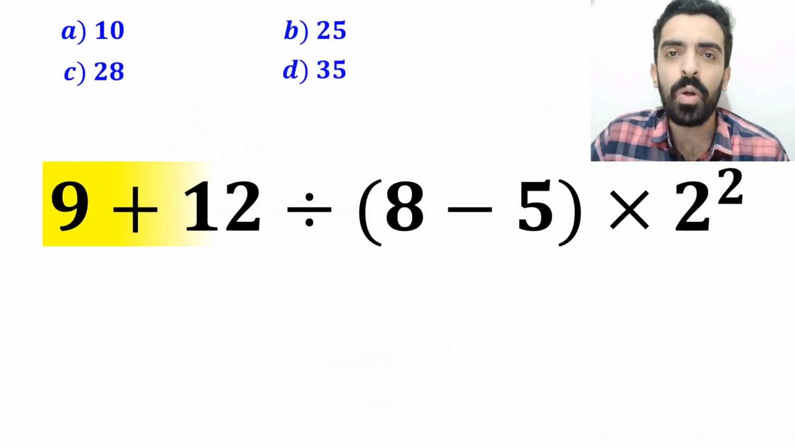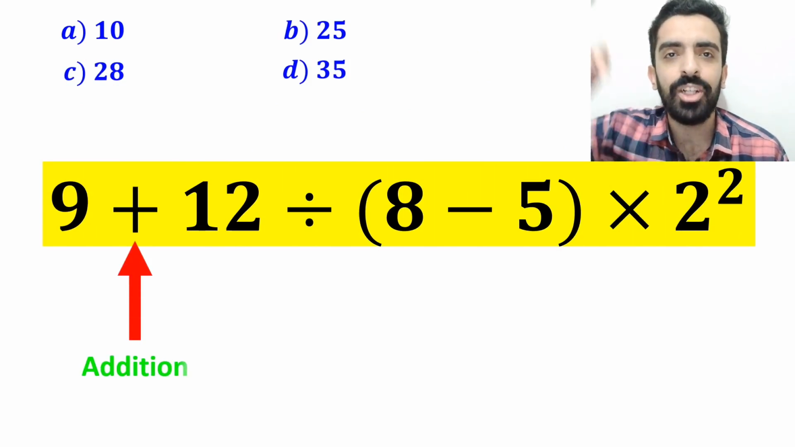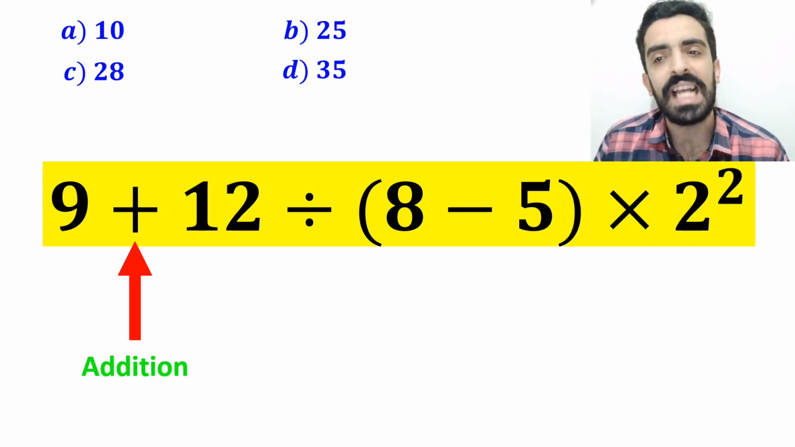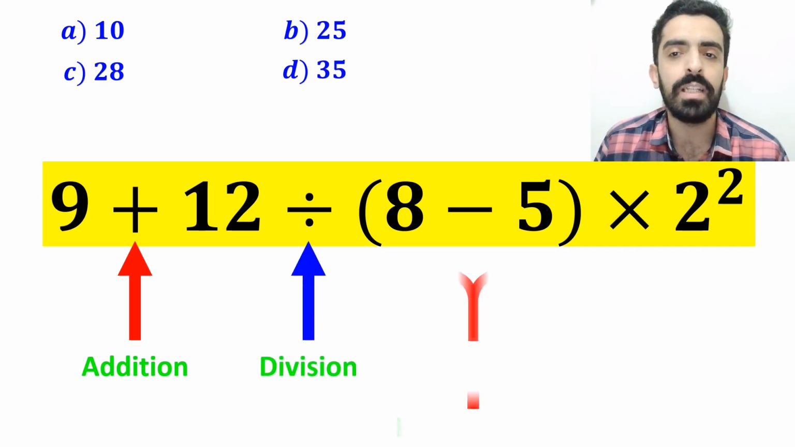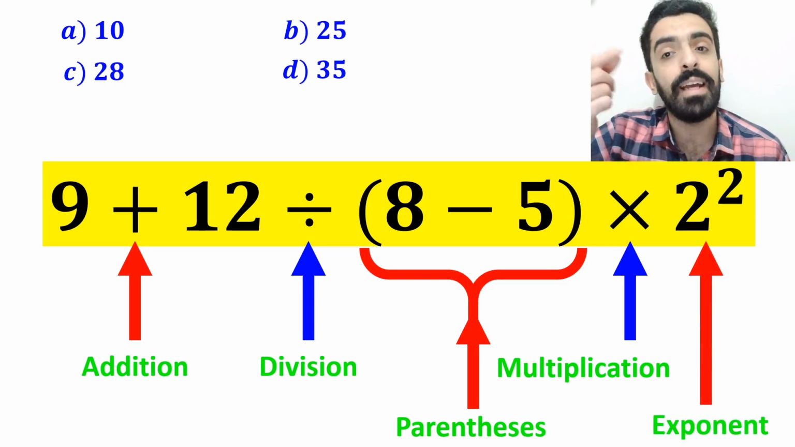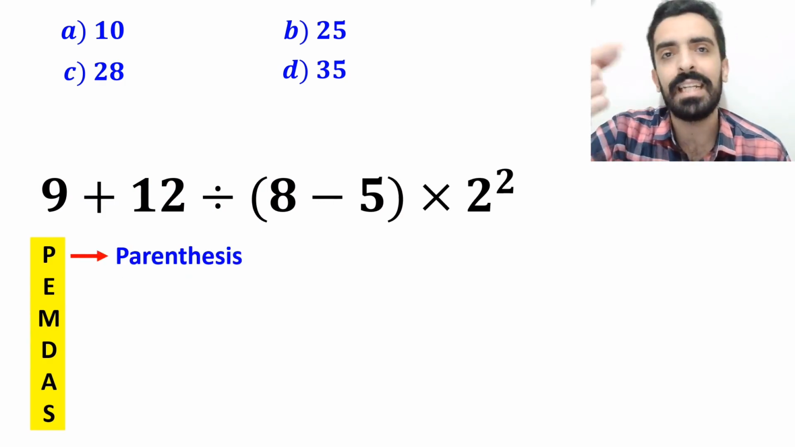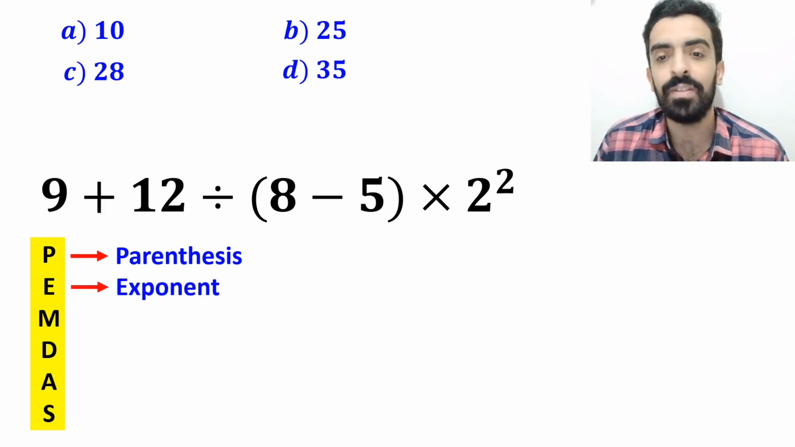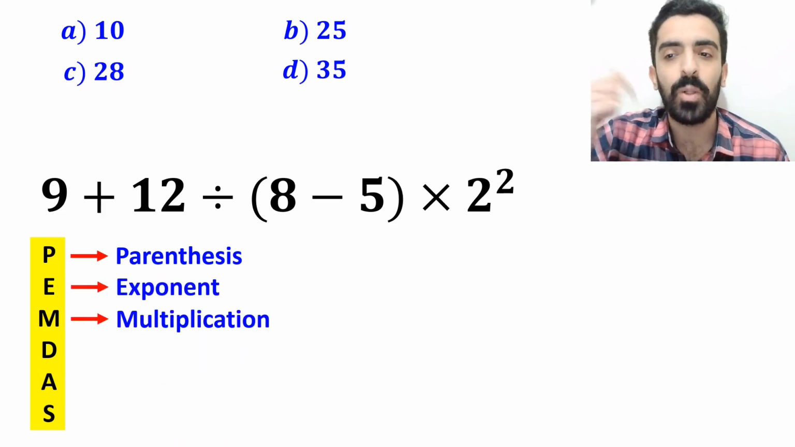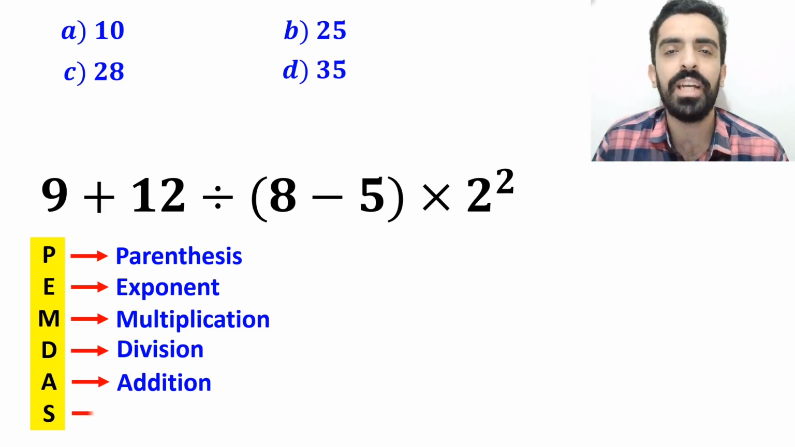Alright, now let me show you how to solve this expression correctly. As you can see in the image, in this expression, first we have an addition sign, then a division sign, followed by parentheses, then a multiplication, and finally an exponent. To solve this question, we must follow the PEMDAS rule. In this rule, P stands for parentheses, E stands for exponent, M stands for multiplication, D stands for division, A stands for addition, and S stands for subtraction.